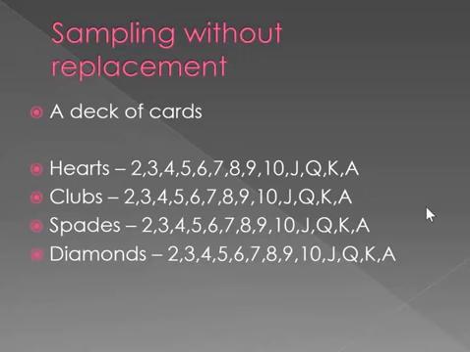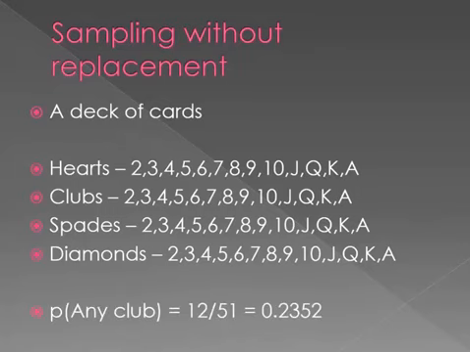3 through ace. But also because we've taken a card out of the deck, it changes the denominator of our formula, right? Before we had 52 possible outcomes, but now we have 51 possible outcomes. So the probability that we're going to draw any club, we would figure that out by dividing 12 by 51. And the probability of that is 0.2352.